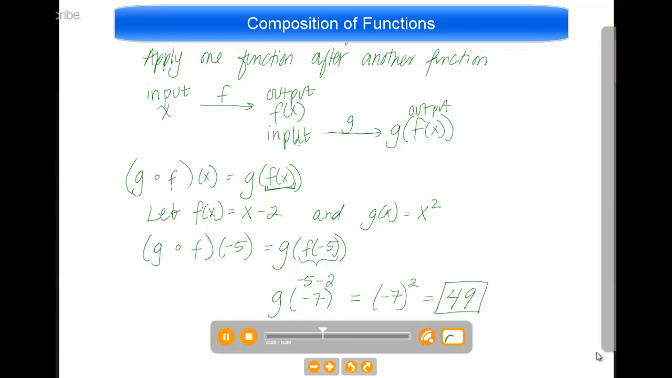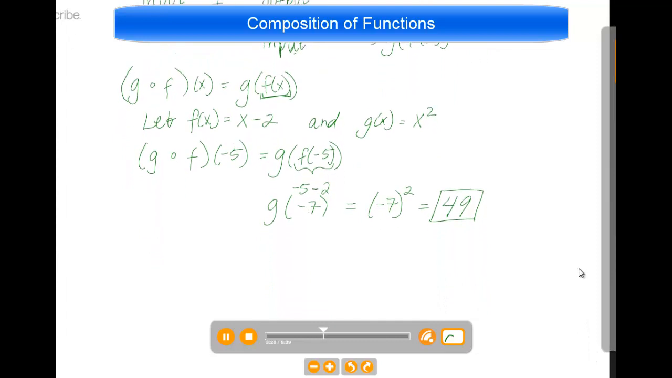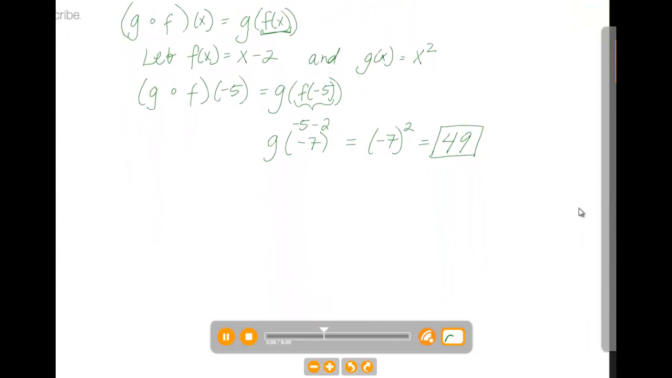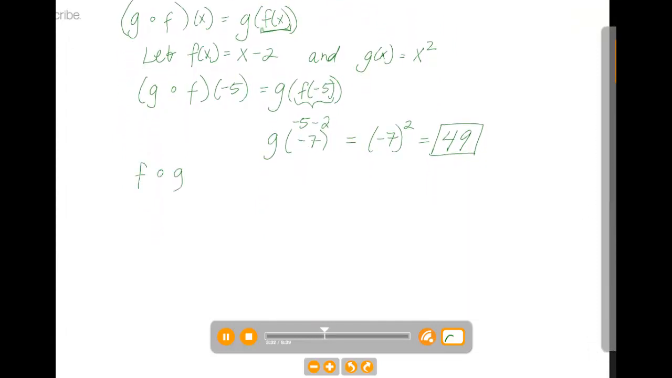I wonder if we can compose the other way. I wonder if composition is commutative. Let's try it out. F of g, do we think it's going to be 49 as well when we input negative 5? Let's see. F of g of negative 5 now says g is our inside function. We have to evaluate g of negative 5 first and then plug that output as our input into f.